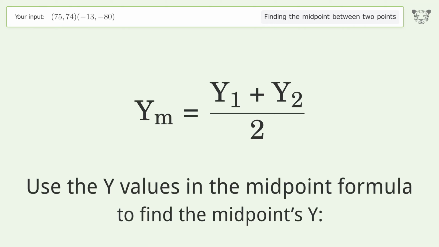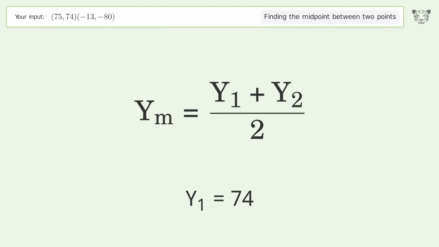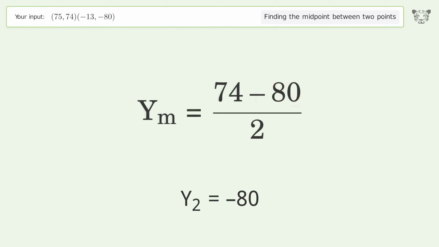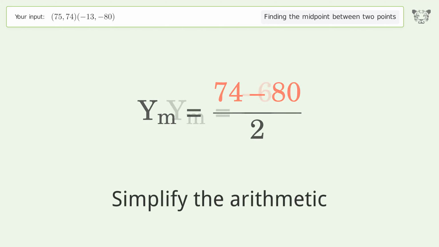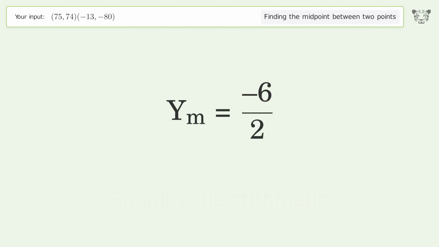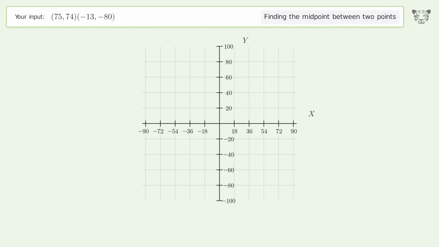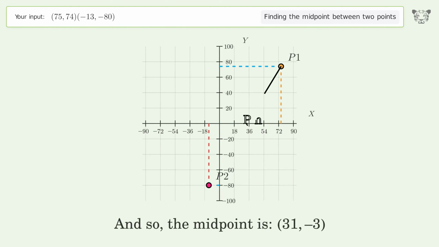Use the y values in the midpoint formula to find the midpoint's y. y1 equals 74. y2 equals -80. Simplify the arithmetic. And so, the midpoint is 31, -3.